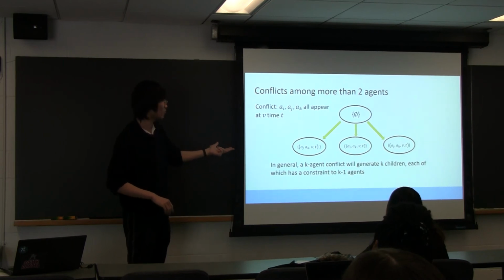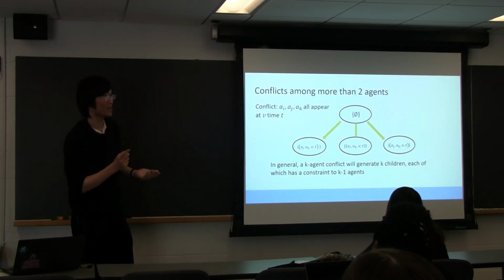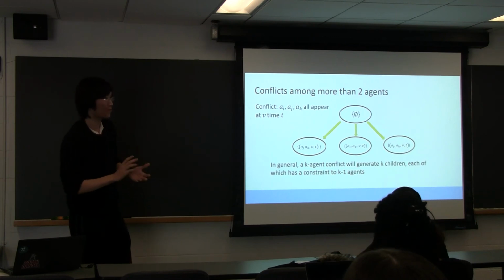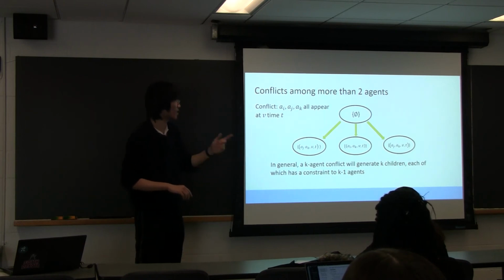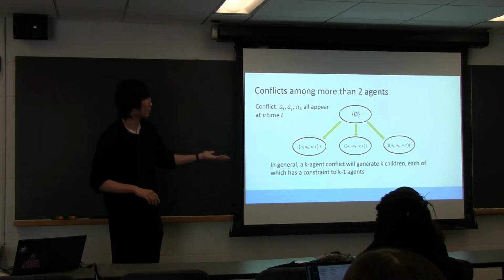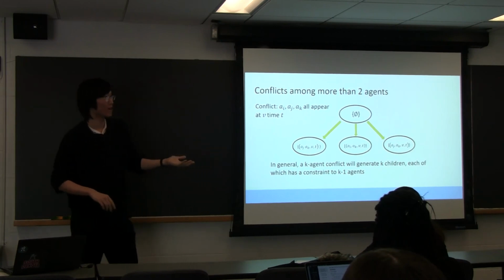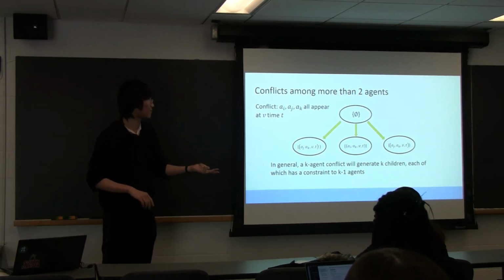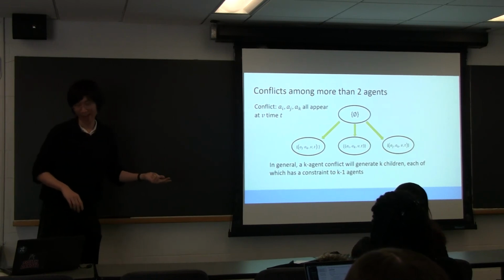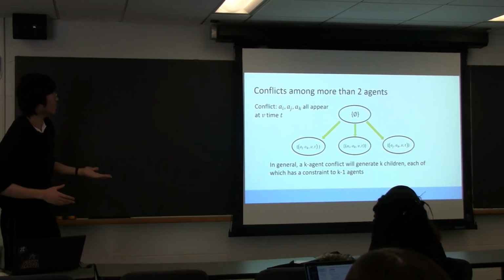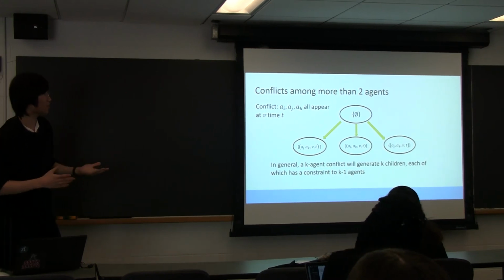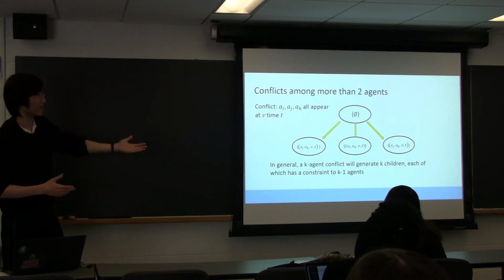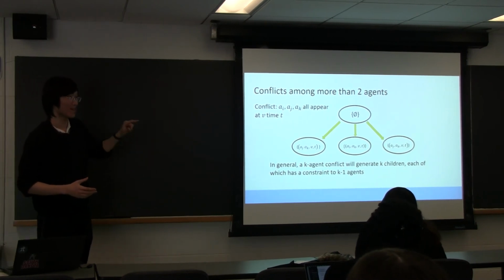At each node we only allow one agent to move freely, and for the other two we put a stop sign. In this case, there are three choices. One is we allow AI to move freely, then we're left with AJ and AK not moving into vertex V at time t. Similarly, we have AI, AK, and AJ, AK. In general, if we have K agents, then we grow into K children, but in each one, we have K minus 1 agents in that constraint. Is that clear?